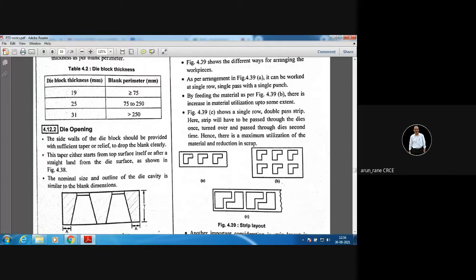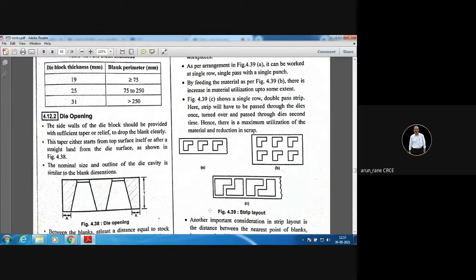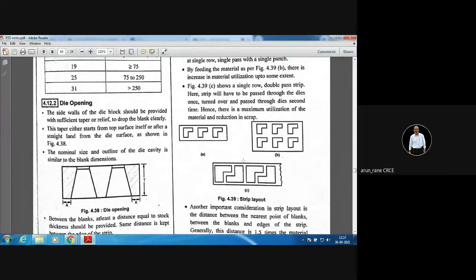So if you are keeping it like this, this much material will be scrap. This much material will be scrap. So in this case, scrap will be more. Now suppose if your layout is like this, then your scrap will be reduced. So your utilization of the strip will be more. Strip utilization will be more here in this case. You can try for some more options also in order to have more strip utilization.